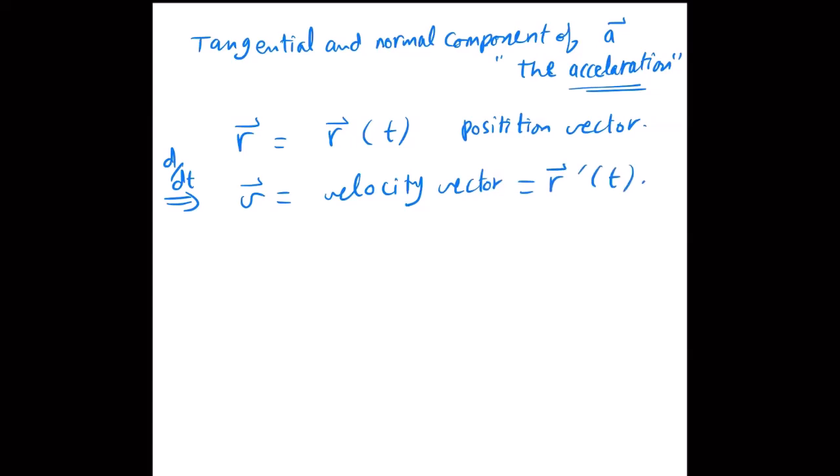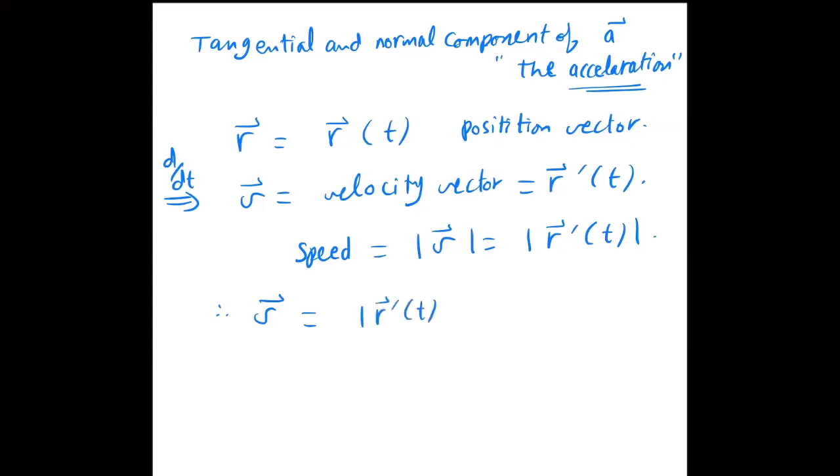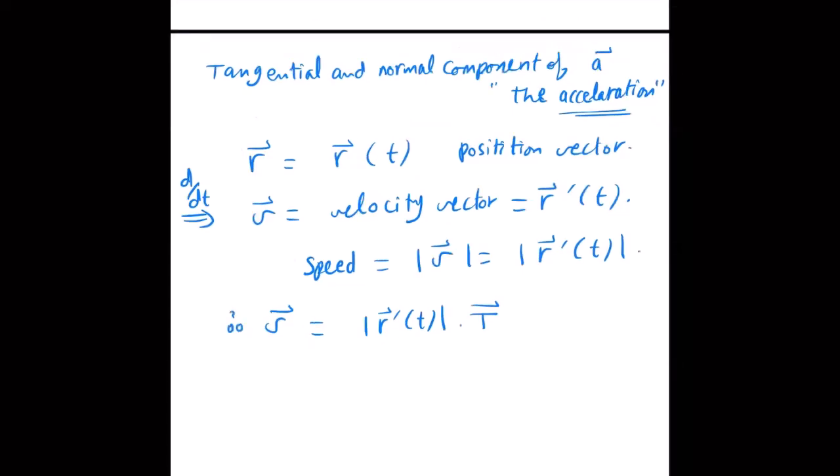What about the speed? Speed is the magnitude of V, which is the magnitude of R prime of t. So we can write V as the magnitude of V, or R prime of t, in the direction of T. It's all in the direction of the tangent. No part of the velocity is in the direction of the normal. The velocity is tangential, in the direction of the tangent vector.